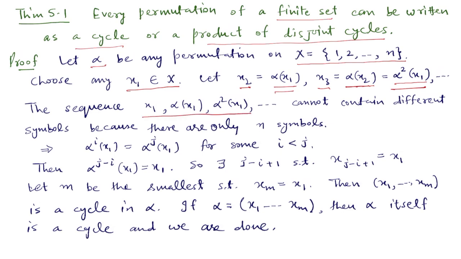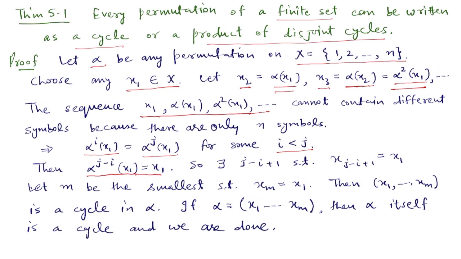A sequence contains infinitely many terms, but remember we have only n symbols. So this sequence must contain two same symbols. So there must exist i and j, so that alpha i x1 is the same as alpha j x1, where i is less than j. That would mean that alpha raised to power j minus i of x1 is x1.